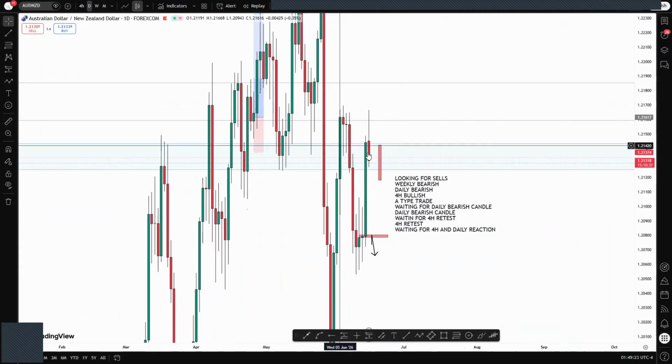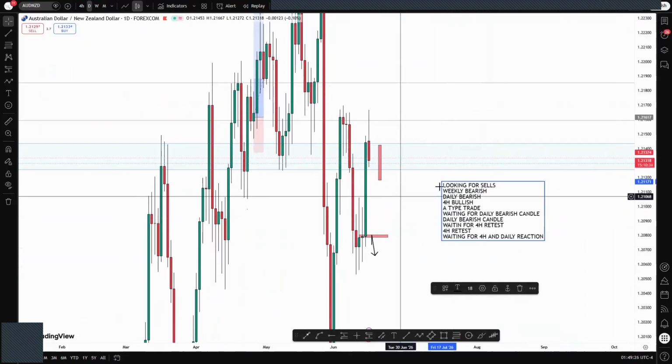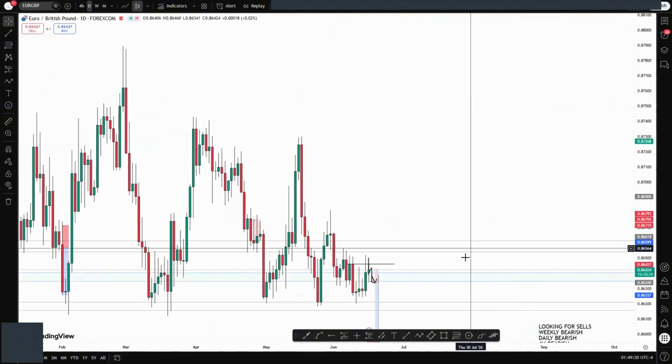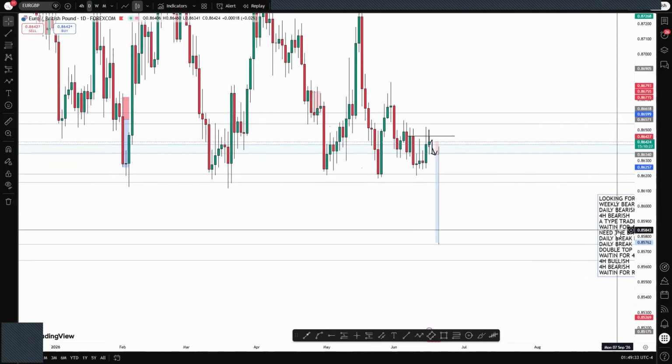Especially if we have this pin bar, I would love to sell this tomorrow. The next thing is Euro GBP.